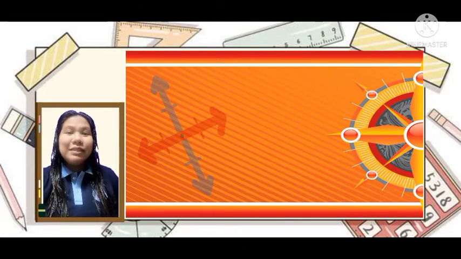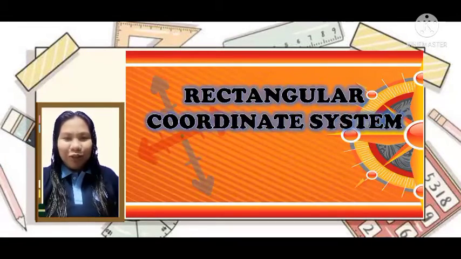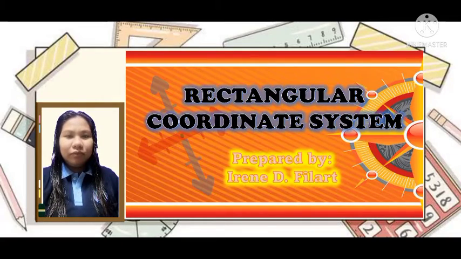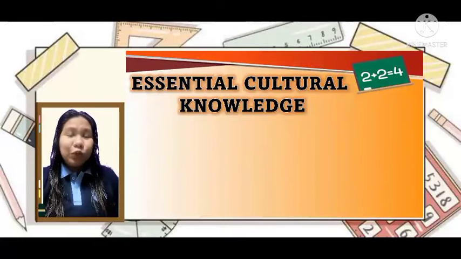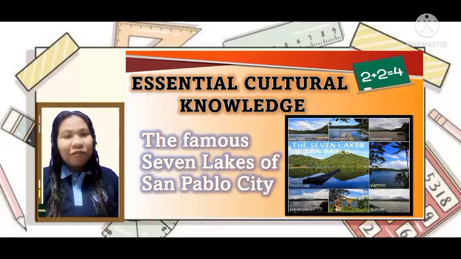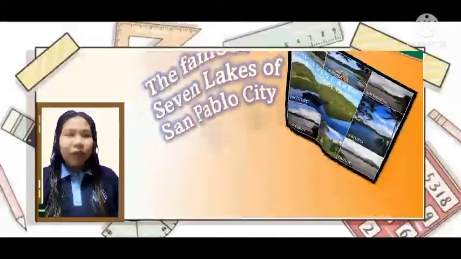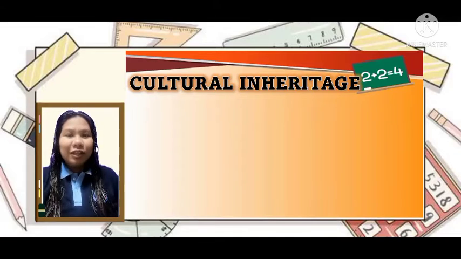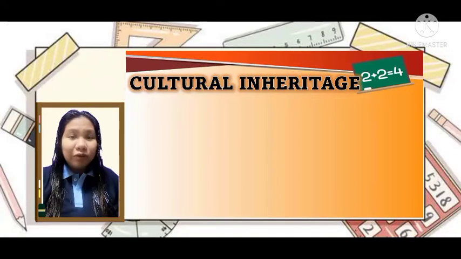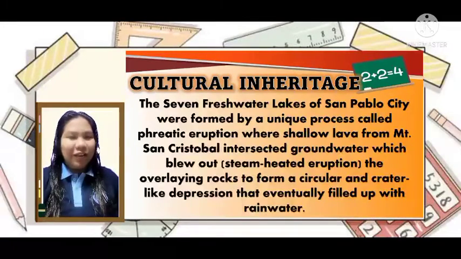Lesson for today is about rectangular coordinate system. Before we proceed to our lesson, let's have first the essential cultural knowledge, and that is the famous 7 lakes of San Pablo City. We also have the cultural inheritance, which is about the history of the 7 lakes.